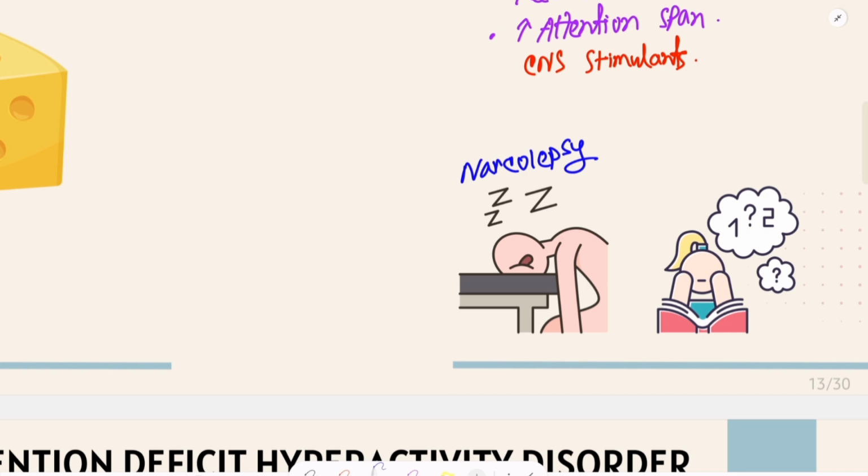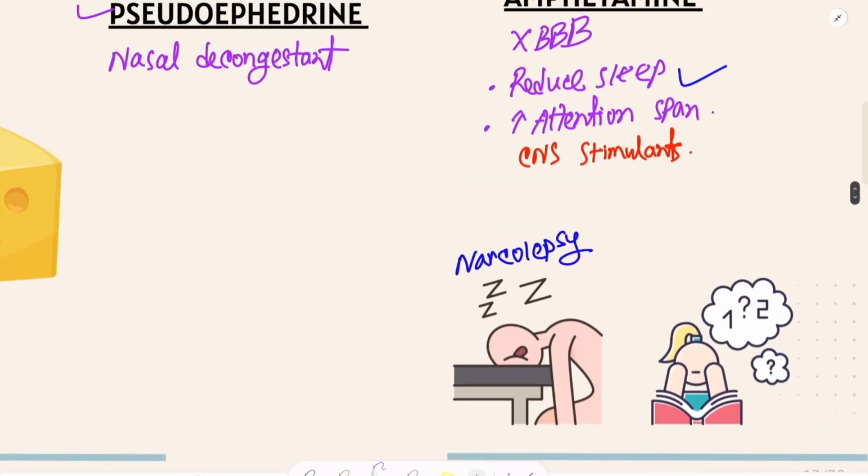Narcolepsy is a disease characterized by sleep attacks. In narcolepsy, what happens? The patient develops sleep attacks. Sleep attacks literally means sleep attacks. The person can suddenly sleep. You can assume a person is driving a bike and suddenly sleeps. A person is swimming and suddenly sleeps. It can lead to fatal accidents. So we do not want these sleep attacks. So we give a CNS stimulant drug like amphetamines. They decrease sleep, which will lead to a decrease in the number of sleep attacks.